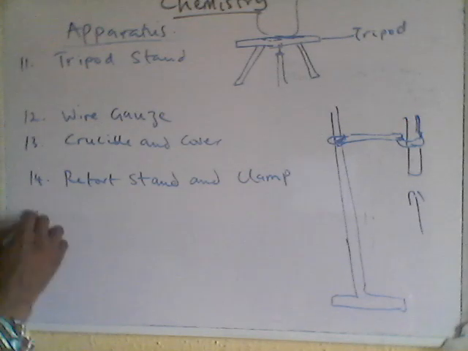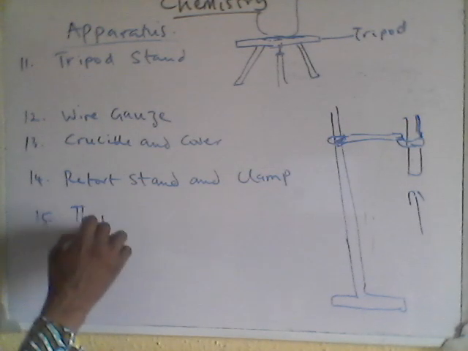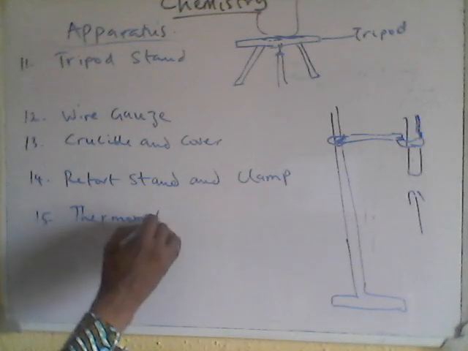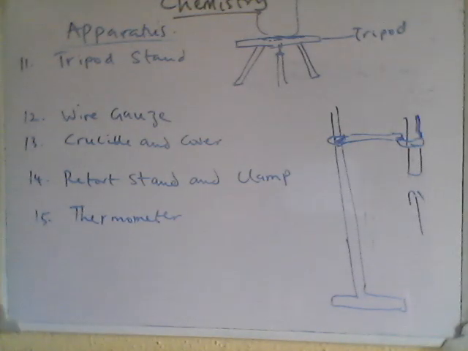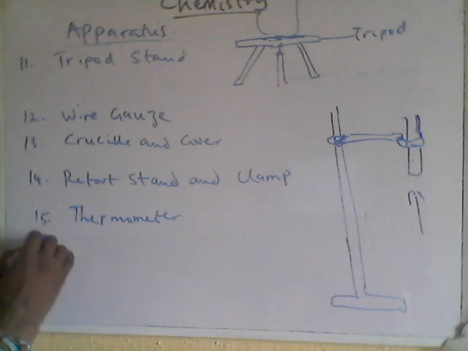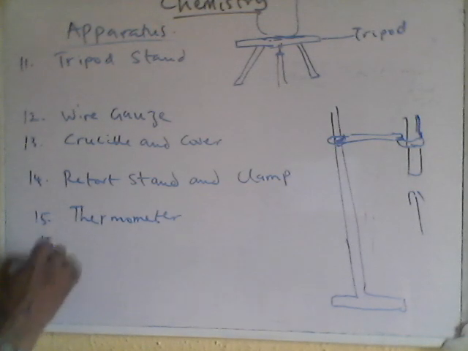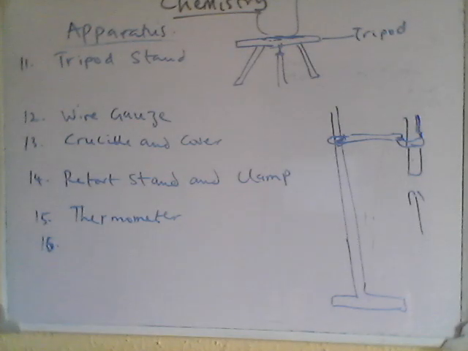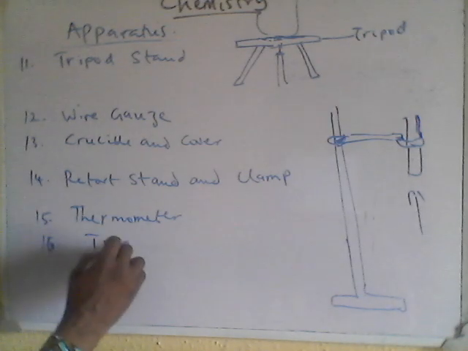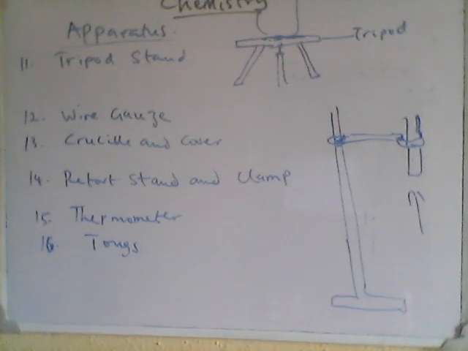Then, of course, number 15, you have the thermometer for measuring temperature. Then tongs. Tongs is like a fork, but I think with two mounts and a handle. It handles hot containers, e.g. crucibles and beakers. That's what the tongs do.